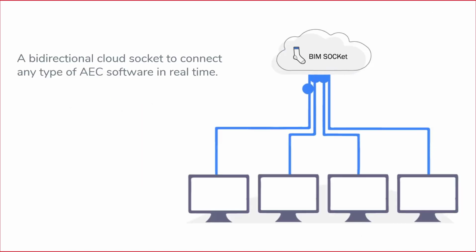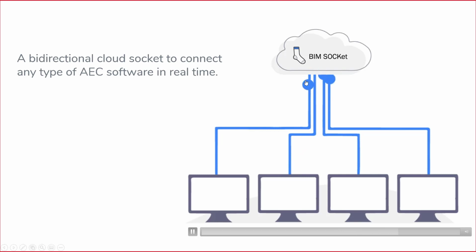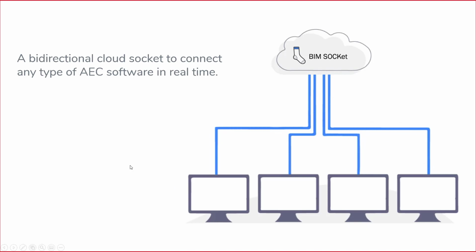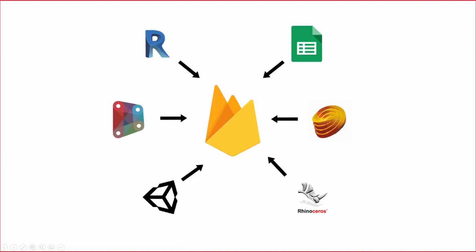That's why we created BIM Socket. It is a bidirectional cloud socket to connect any type of AEC software in real time. How does it work? Basically, you upload something and that gets replicated in the other programs as well. You just repeat the instruction again and everything gets replicated over and over again. Under the hood, we use Firebase, which is a backend as a service that allows us a bidirectional real-time connection.